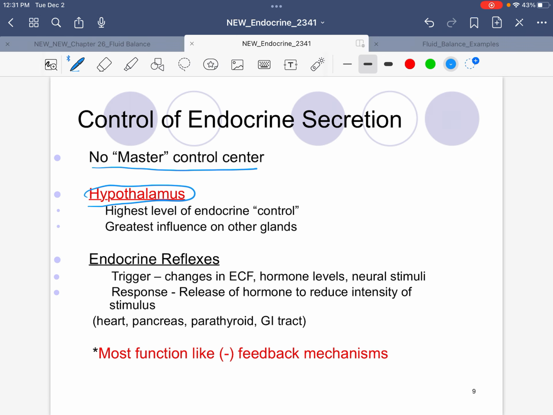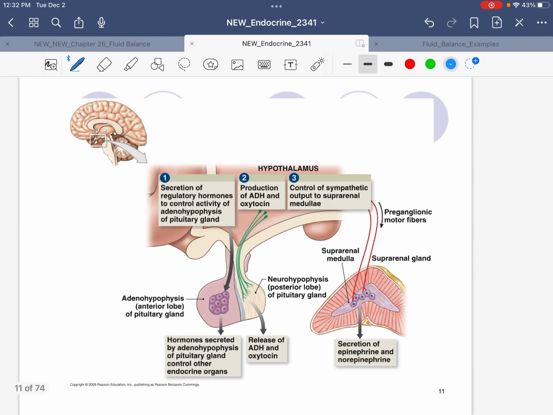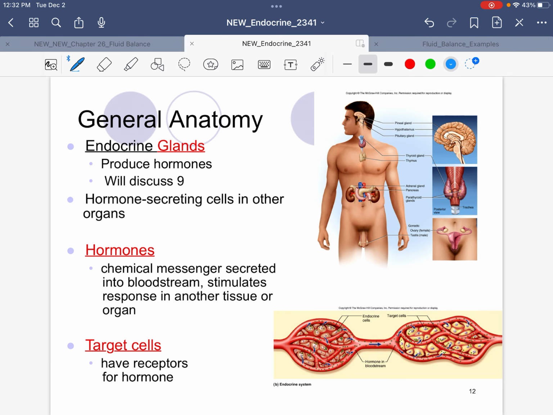How do we regulate the endocrine system? Through negative feedback. If something gets too low, hypothalamus gets notified and we do something to bring it back up. If something gets too high, hypothalamus gets notified, we do something to bring it back down. I'm not going to get into that right now. I will use an example later. For now, just suffice to say that it's overseen, it works through negative feedback loops.